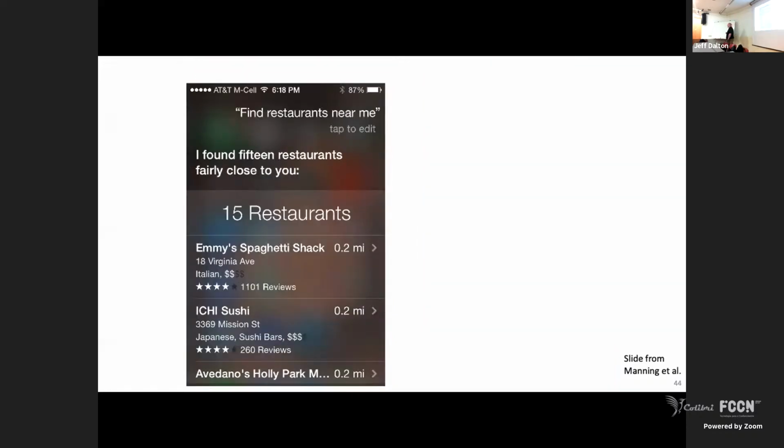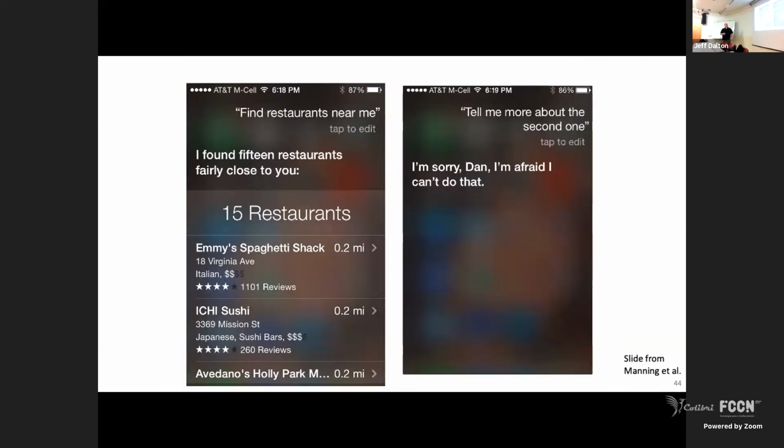Focusing on search, find restaurants near me, maybe in Lisbon. This happens to be San Francisco. Tell me more about the second one. And it should get Ishi Sushi, but it doesn't understand my algorithms. There's no connection. So there's a lack of state representation, even in this, what you would expect to be a very advanced kind of dialogue system.